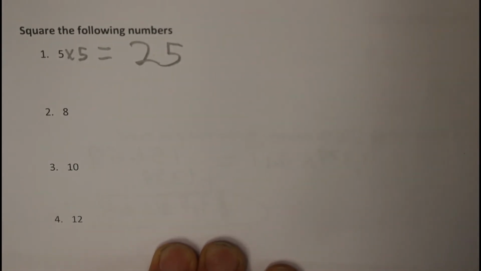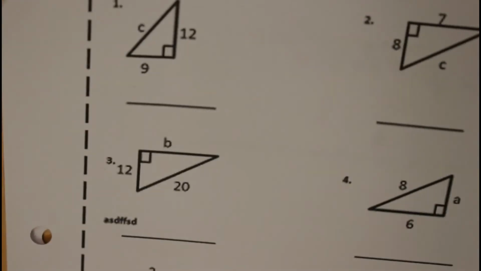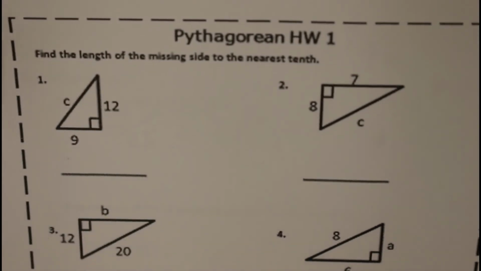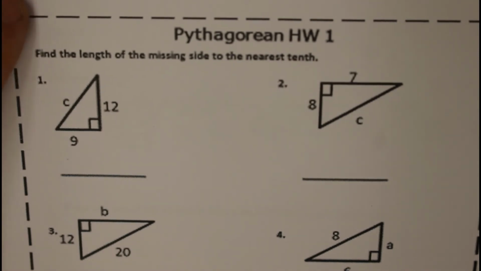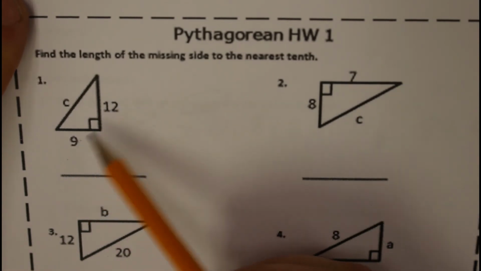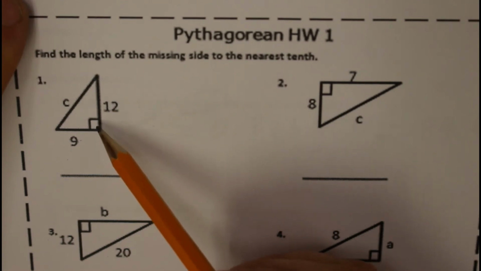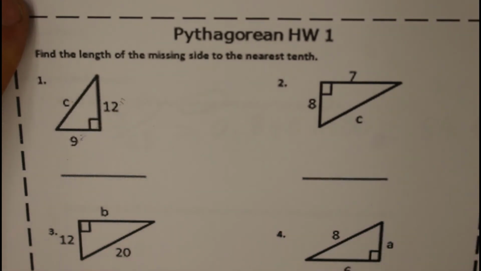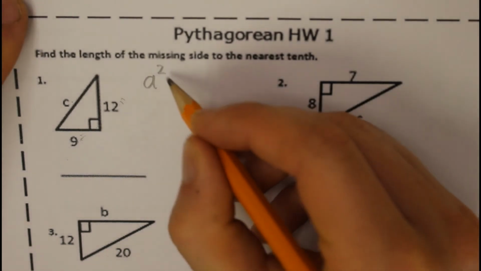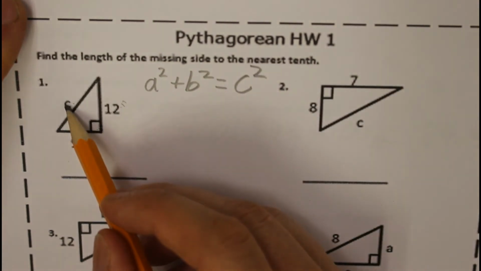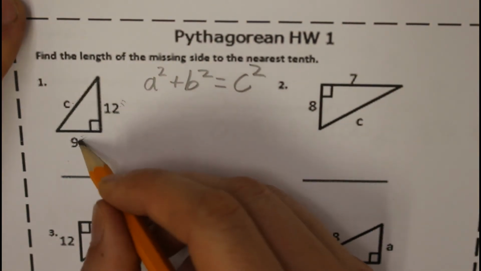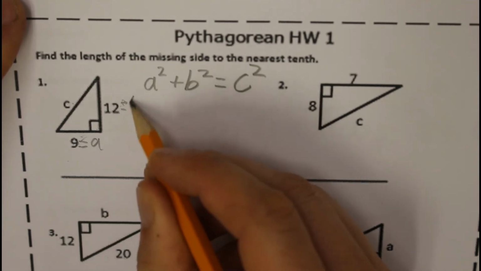All right, last section of the year, guys. We have Pythagorean theorem. And if you are saying a squared plus b squared equals c squared, yes, that is what this is. When you have a right triangle, the two sides touching the right angle, squared and added, will equal the hypotenuse squared. We don't know what c is. We're trying to find out c, so this one can be a, and this one can be b.